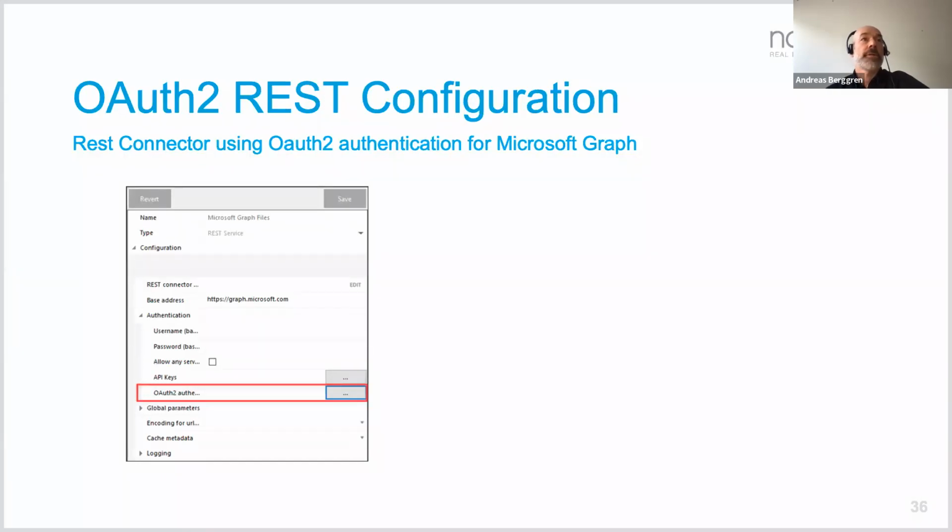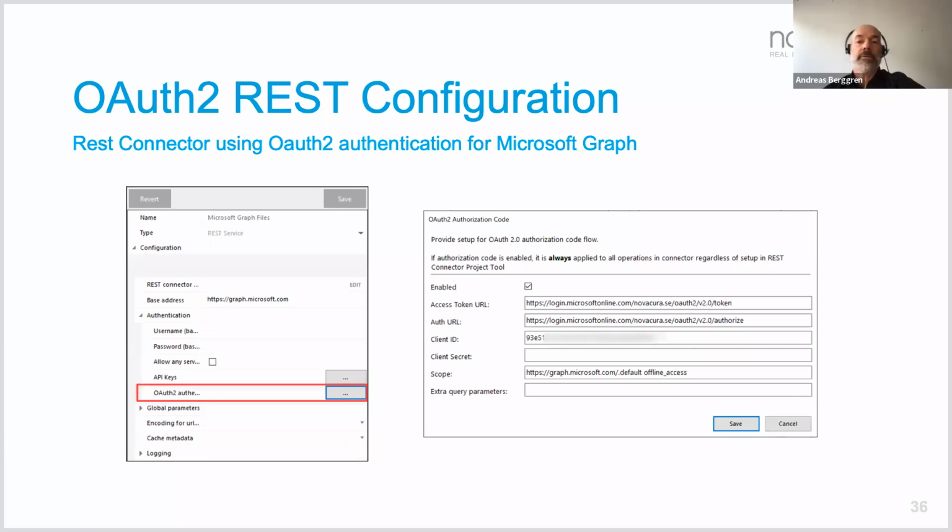So you configure your REST connector. And there's a new property for OAuth 2 authentication. And you set the URLs for the authentication and the token, and set the client ID and scope and so on.